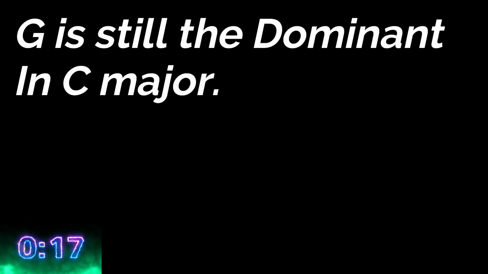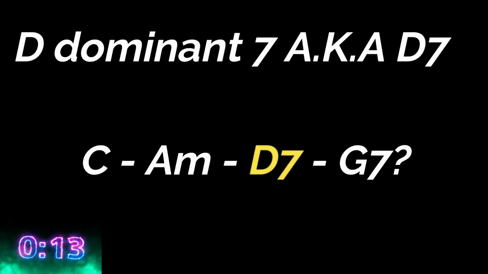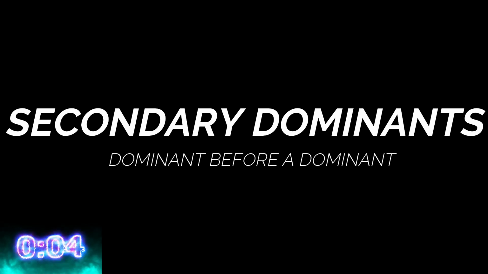So is it possible to have D dominant 7 going to G dominant 7 in our progression? The answer is yes. This is what is called a dominant before a dominant, or as we call it, secondary dominance. Now, are you changing the key of the progression? Some would say yes, some will say no.